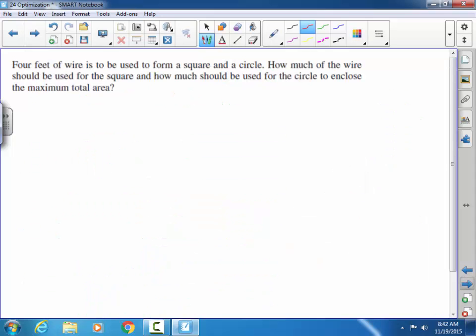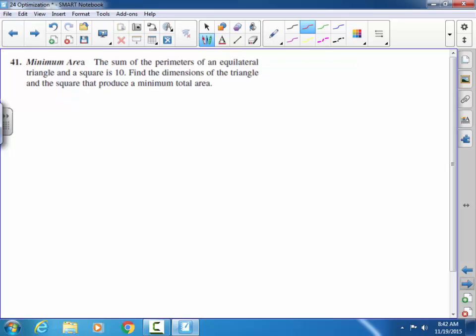All right, let's find something that'll wake y'all up this morning. I don't want to do the square and the circle. The sum of the perimeters of an equilateral triangle and a square is 10. Find the dimensions of the triangle and square that produce a minimum total area. That's a nice problem for y'all to ponder on for a moment. See if you can get some equations written down, and then we'll talk about if they're right or not, okay?